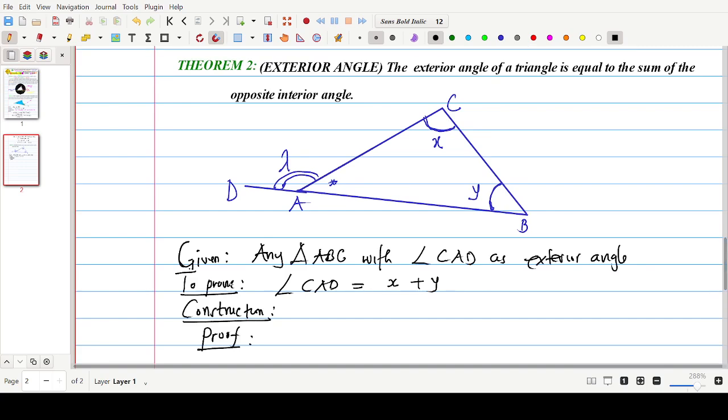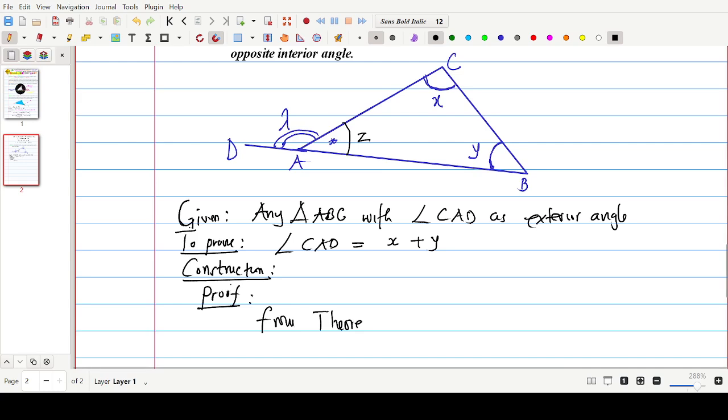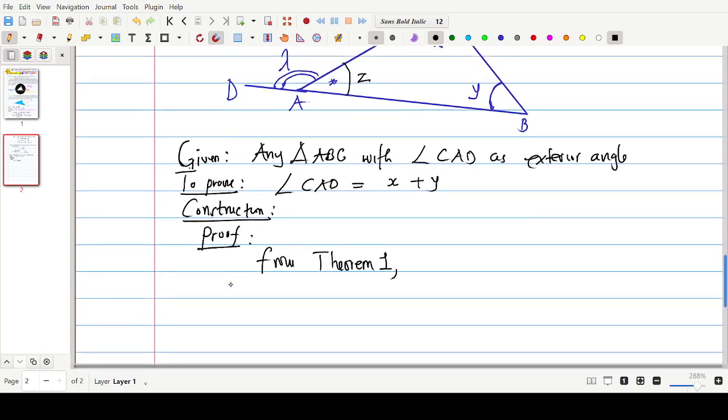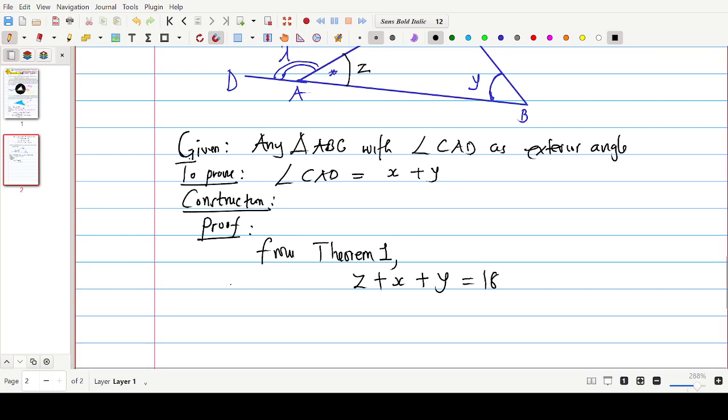Now from theorem 1, we have already established. Let me call this place, we don't know yet, let me call it Z, for example. From theorem 1, you see that we are now referencing theorem 1 because it has been proved. From theorem 1, we know that Z plus X plus Y is equal to 180 degrees.